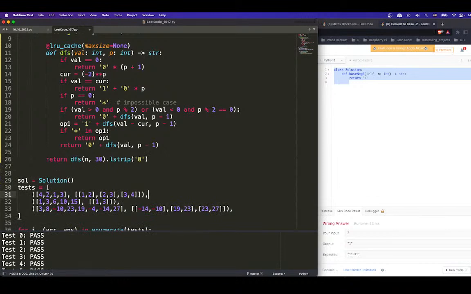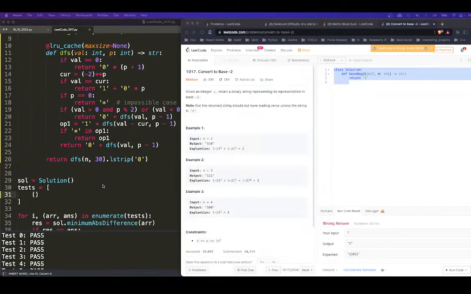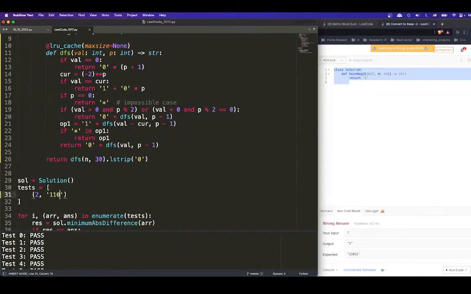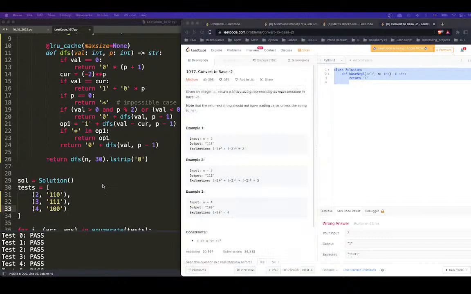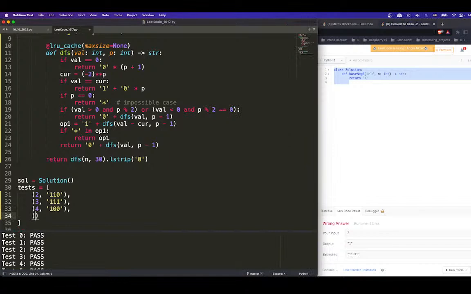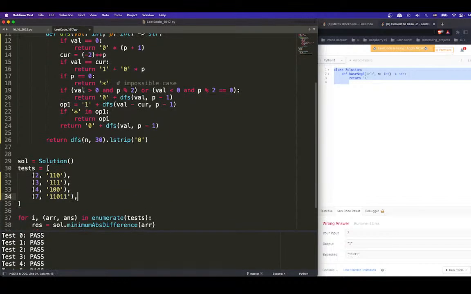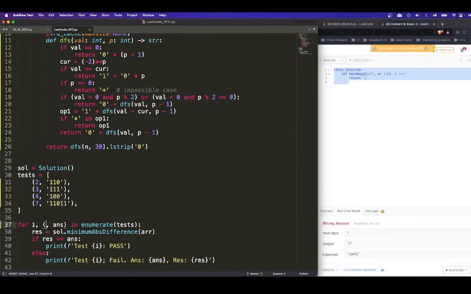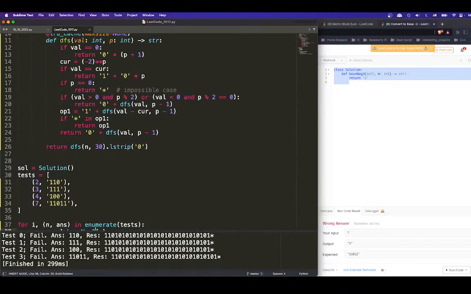Alright, let's try the simple cases. What do we have? 2 needs to be 110. 3 needs to be 111. 4 is 100. We have 7 is 11011. Alright, let's try this one. These first. And base -2. Oh, whoa, what the hell?